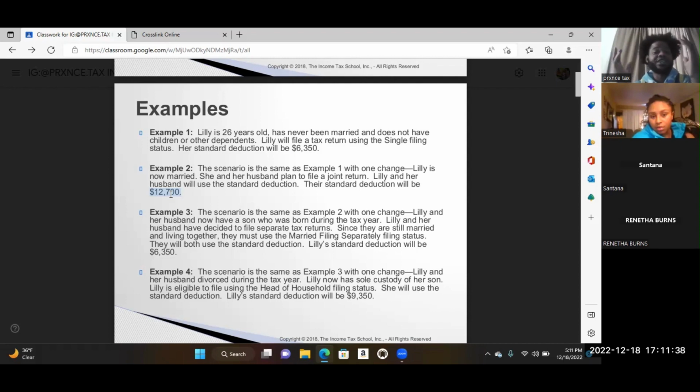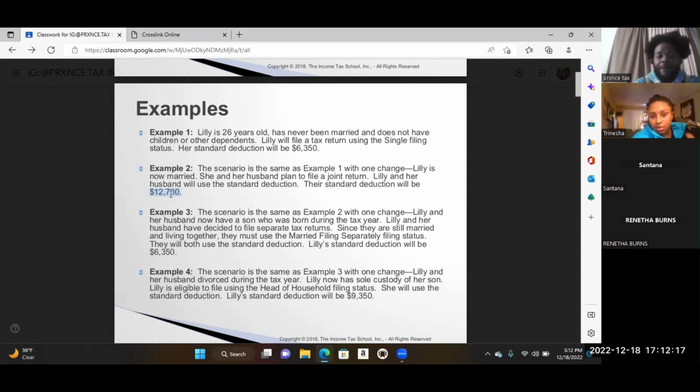But say you find out that your wife or your mate is pregnant, or your girl, I have to say girl, or your lady is pregnant, and she ends up actually having the child in 2022. Then if y'all decide to file together, or she files or you file, you would be able to claim that child on your 2022 tax return because the child came out in 2022. So that's what they meant by born during the tax year. That was important. And Lily and her husband have decided to file separate tax returns.